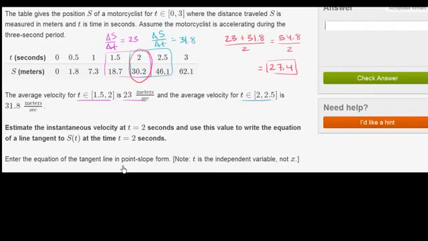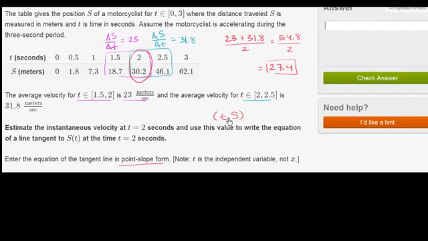And they say that they want it in point slope form, and they remind us that t is the independent variable. So when you're putting something in point slope form, it really just comes out of the definition of a line. A line always has a constant slope. So let's just imagine taking a random point on that line, t, comma, capital S, a random point on the tangent line here. Well, the slope between that and this point is always going to be constant.